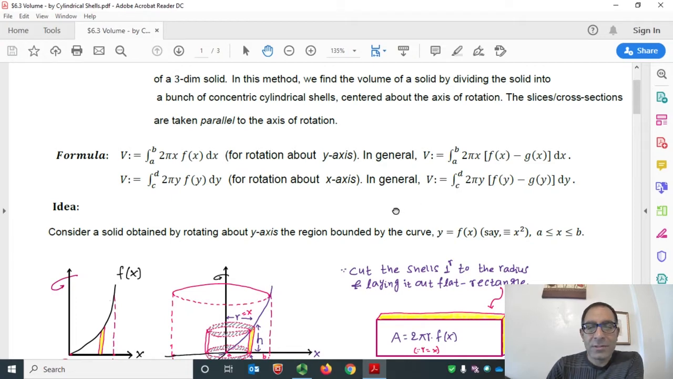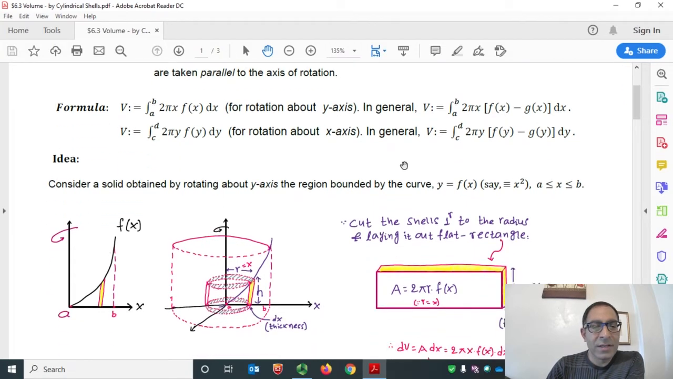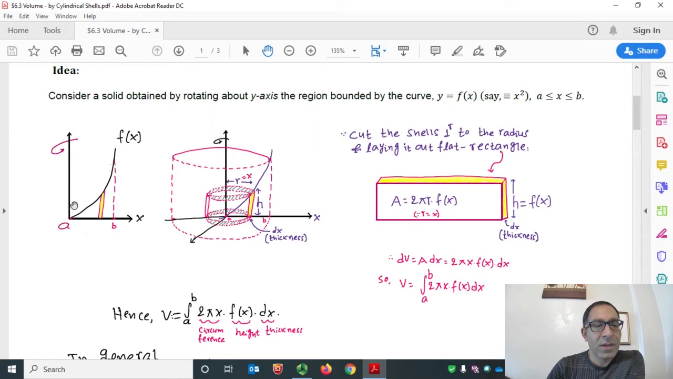Great. So let me derive this formula very quickly. The idea: consider a solid obtained by rotating about the y-axis the region bounded by the curve y equals f(x), x between a and b. In the first diagram here, this is the function f(x) and x between a and b, and we are rotating this region under the graph of f(x), above the x-axis, bounded between a and b, around the y-axis.